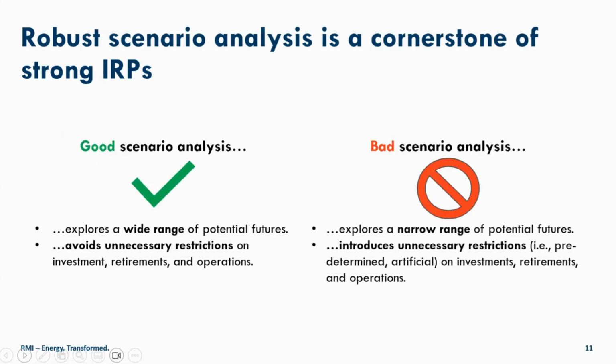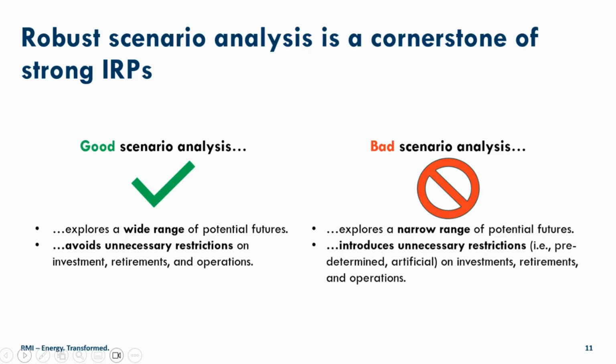Robust scenario analysis is a cornerstone of a strong IRP. Scenario analysis lets utilities show how different future conditions impact the electricity system. This is typically done through capacity expansion models, which we'll get into later, don't you worry. But this can also be done in production cost models. These can consider different pathways such as future weather, resource availability, costs, growing load, and other policies.